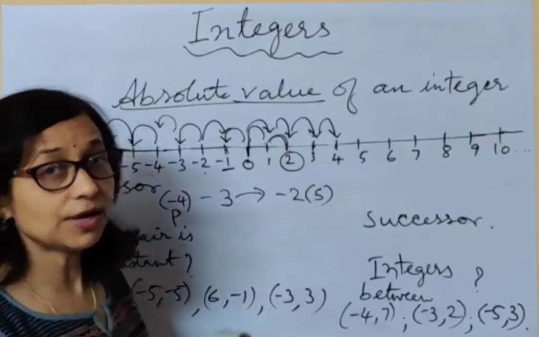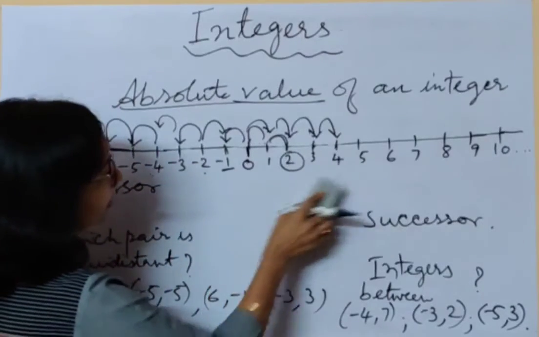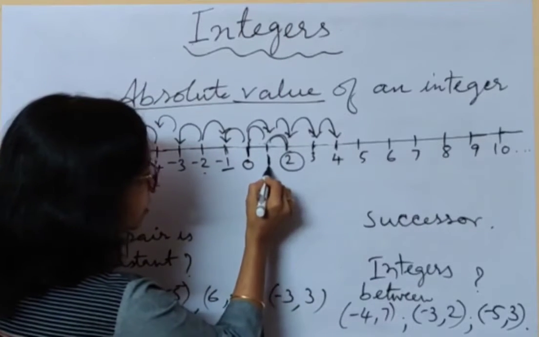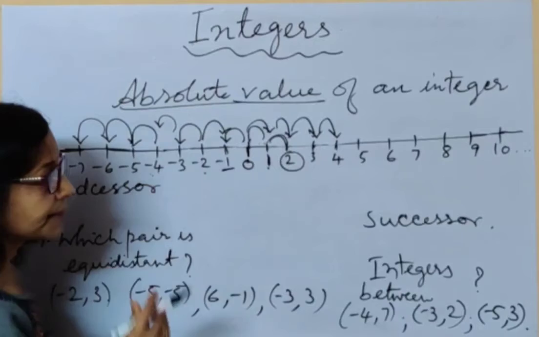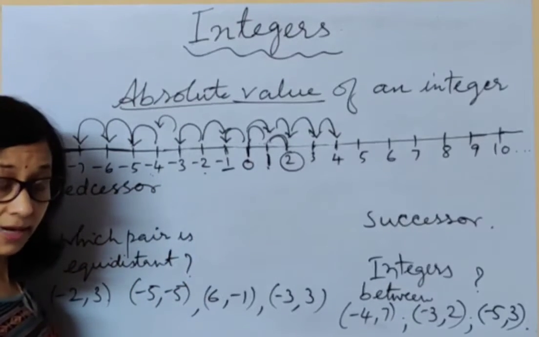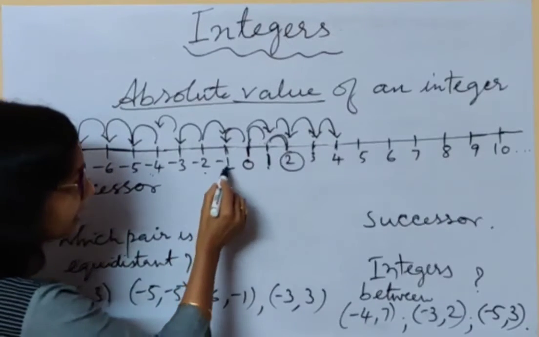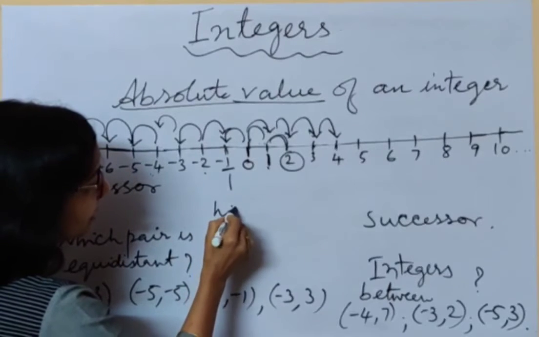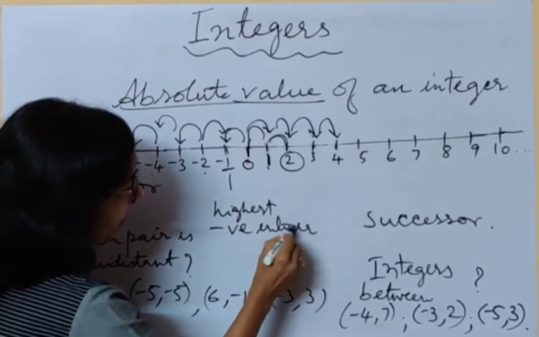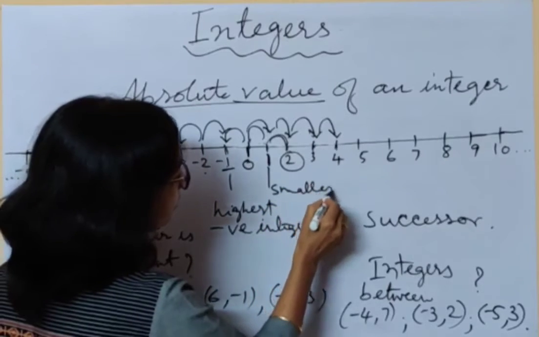I hope now we are very thorough with this explanation. Now, what is the smallest positive integer? That is 1. So the smallest positive integer is 1. What is the highest negative integer? The highest negative integer is minus 1. And the smallest positive integer is 1.